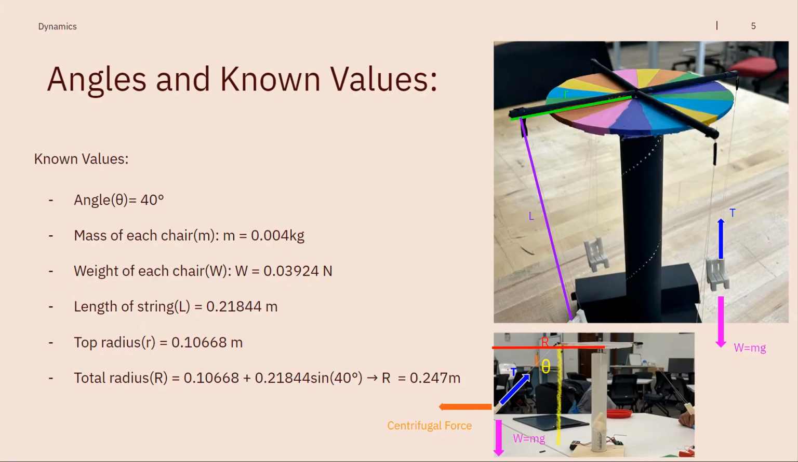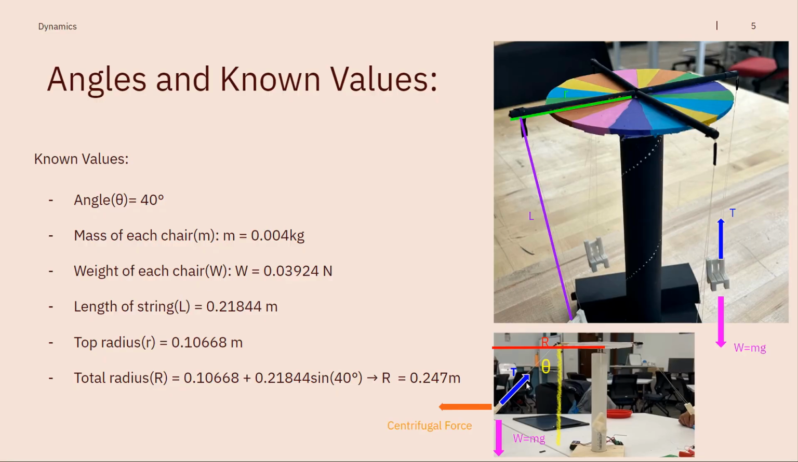And then we measured the length of our string from the top here until the bottom where the string was tied, which measured out to be 0.21844 meters. And then our top radius, which is this small r, from the center until where that string was aligned with that chair, came out to be 0.10668 meters.